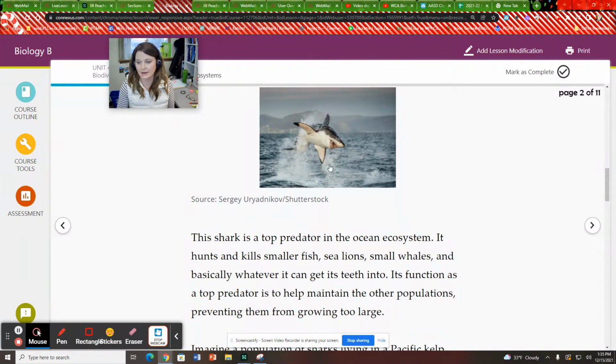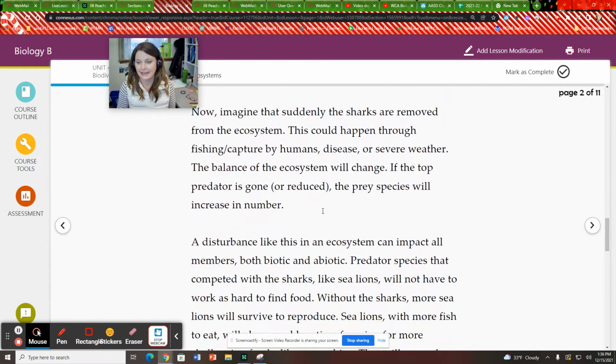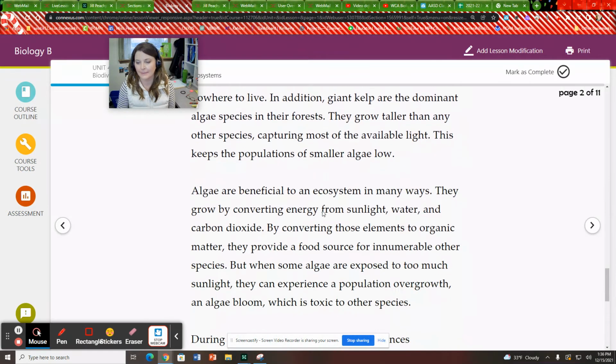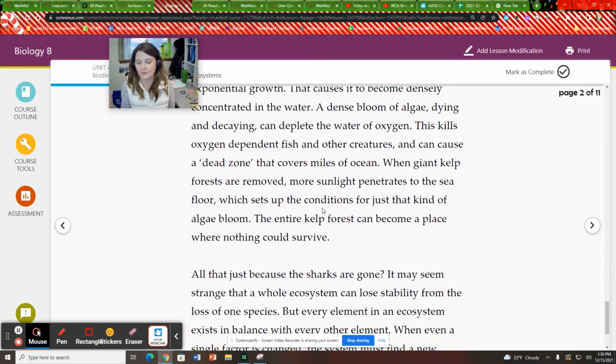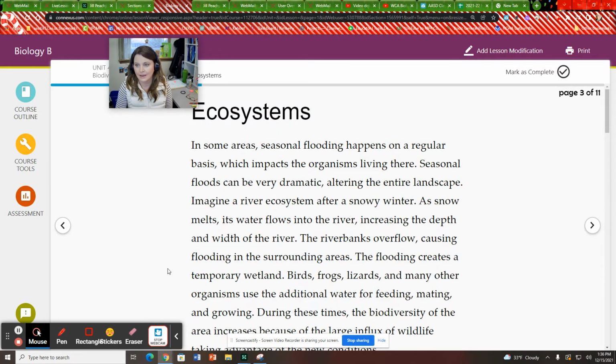So it's talking here about the kelp forest and how the kelp forest is a particular ecosystem. The shark is a top predator, and if something were to happen to the sharks, that could have a cascading effect that would affect all levels of that particular ecosystem. It talks about the different levels here, which I will let you read through to understand some of the effects. Just because the sharks are gone, it's not just the sharks that are impacted, but there are other levels of that ecosystem that are impacted as well.